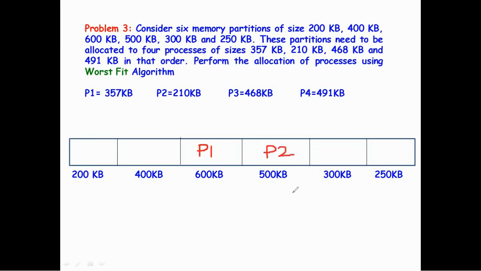P3 needs 468 kb. Among the free memory partitions, that is 200 KB, 400 KB, 300 KB and 250 KB, these memory partitions cannot hold P3 since the size of P3 is greater. So P3 cannot be allocated memory partition. Likewise, P4 also cannot be allocated memory partition. So this is how worst fit algorithm works for the given problem. So in this problem, only P1 and P2 will be allocated memory partitions, whereas P3 and P4 cannot be allocated memory partitions since the memory partitions are not sufficient enough to hold P3 and P4.